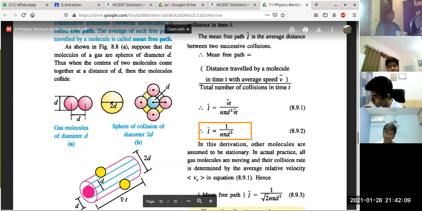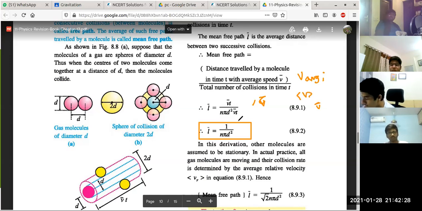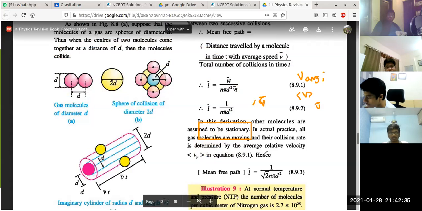L is 1 by n pi d square. The mean free path is 1 by n pi d square. So what is V bar written over there? V bar is the average velocity. Average velocity is also called V average, and is shown in different ways. Then the mean free path has 1/√2 pi written. You have to remember this too.